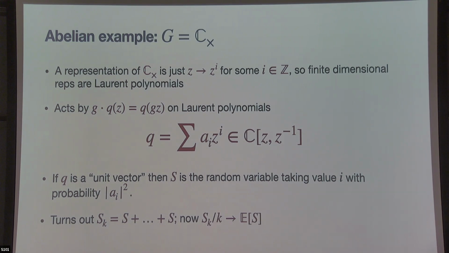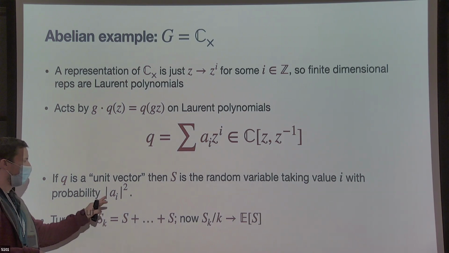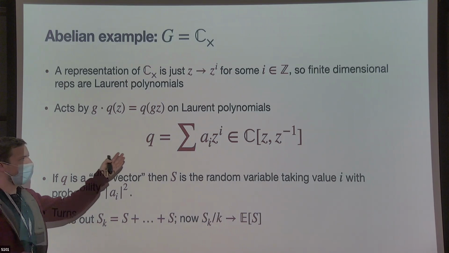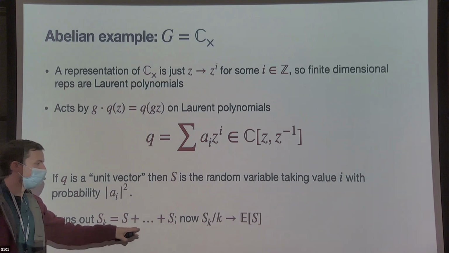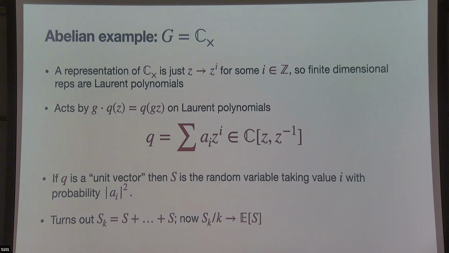The reason that this is true is because taking tensor powers of these corresponds to taking powers of the polynomials, which then corresponds to convolving the coefficients. And convolving densities is how you sum random variables. So that's where this comes from.